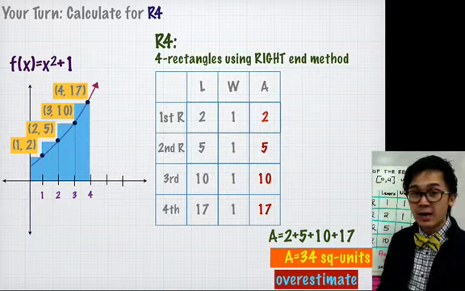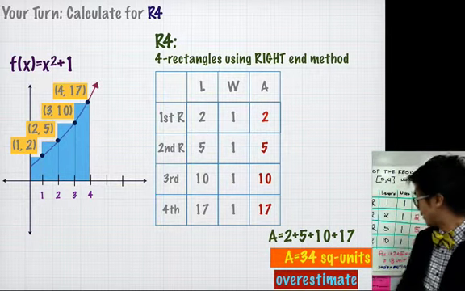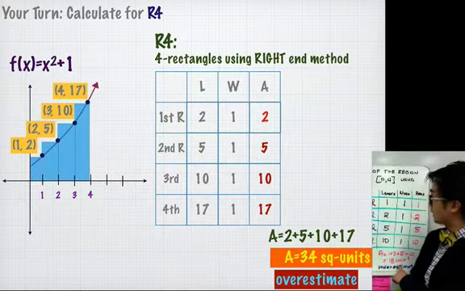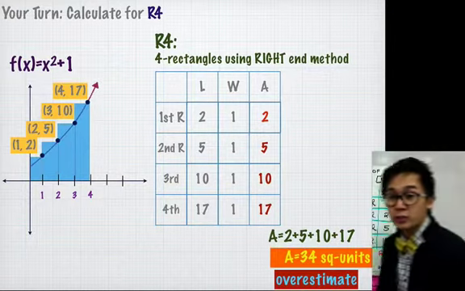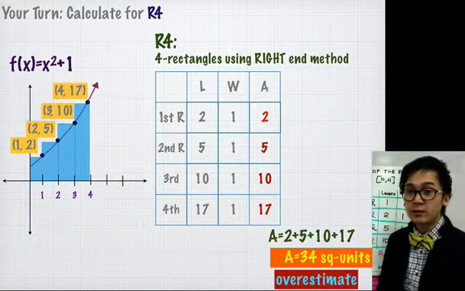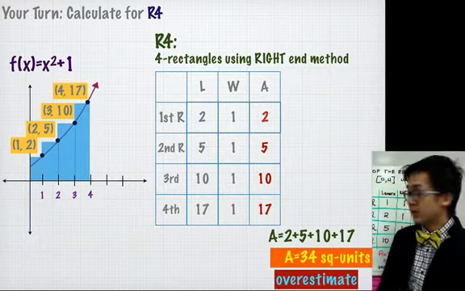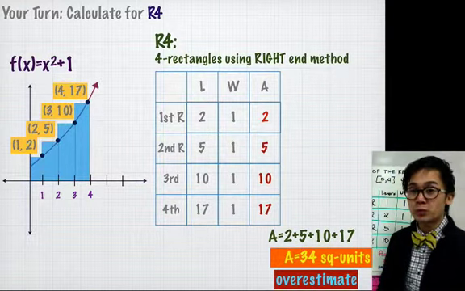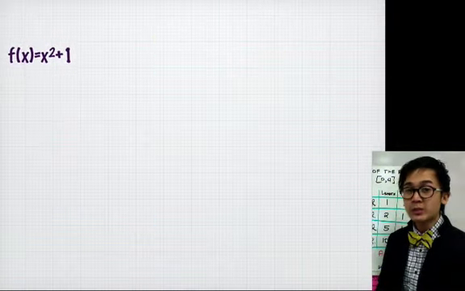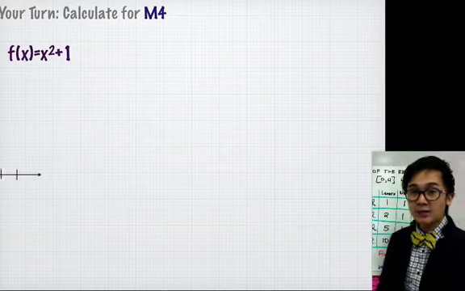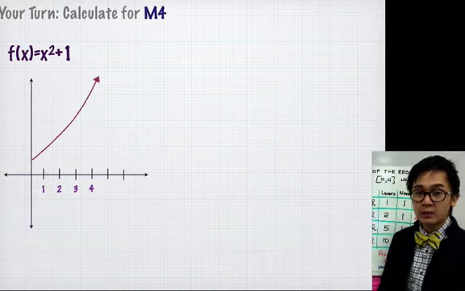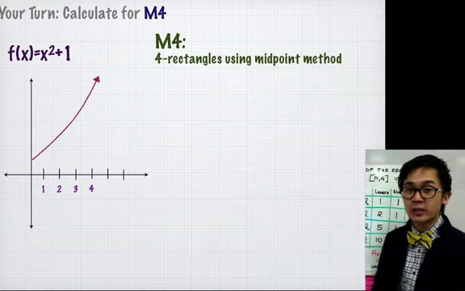So, yan yung kaibahan ng right to left and left to right. So, 18 units yung ating left to right method, 34 units naman yung ating right to left method. Now, paano naman kung midpoint yung gagamitin natin? So, sa midpoint naman, 4 na rectangles pa rin yung gagamitin natin. Kailangan lang natin i-organize yung mga sagot natin.